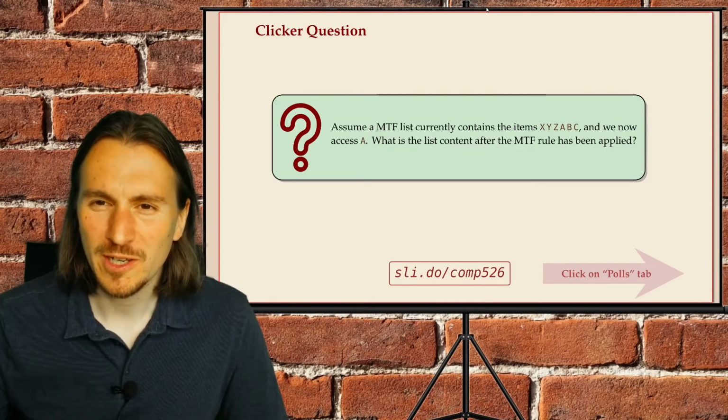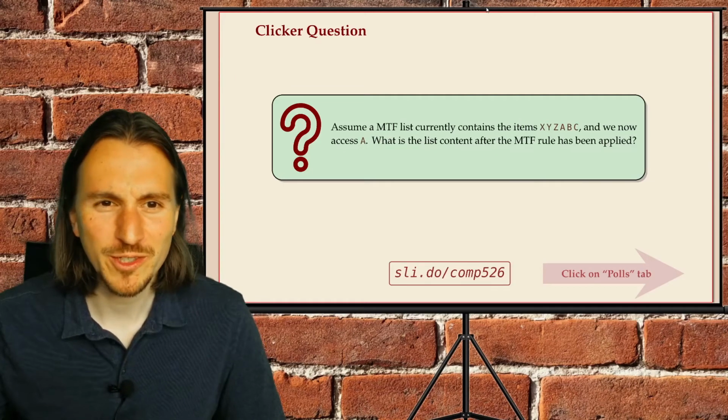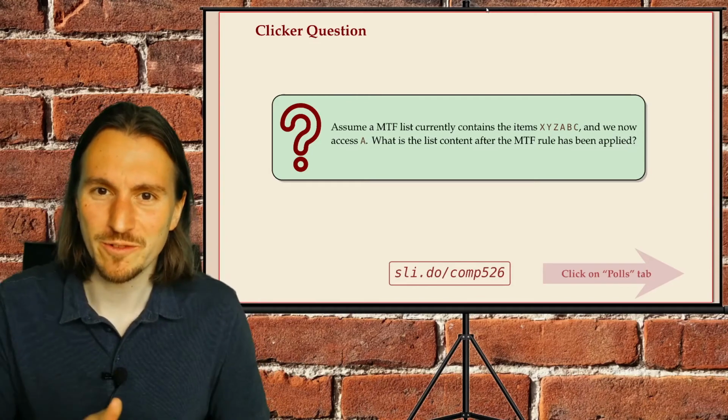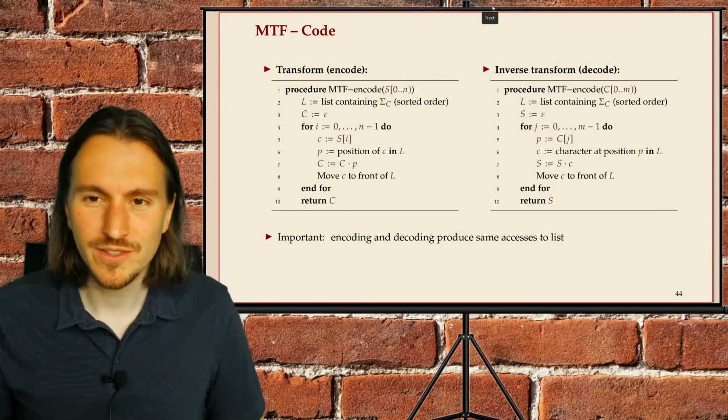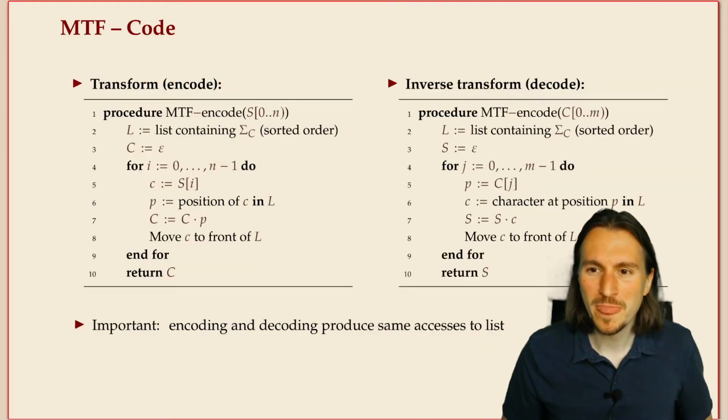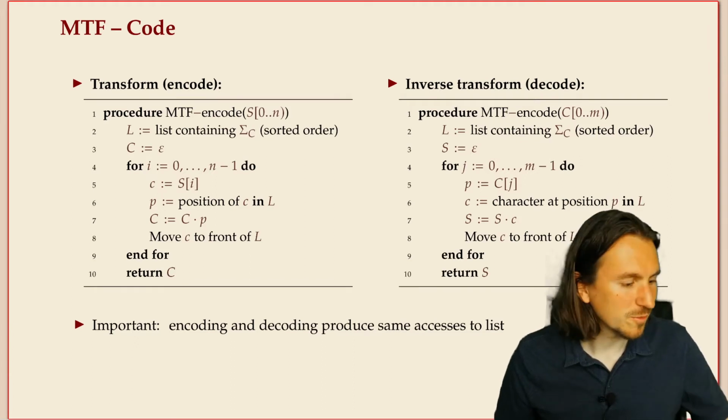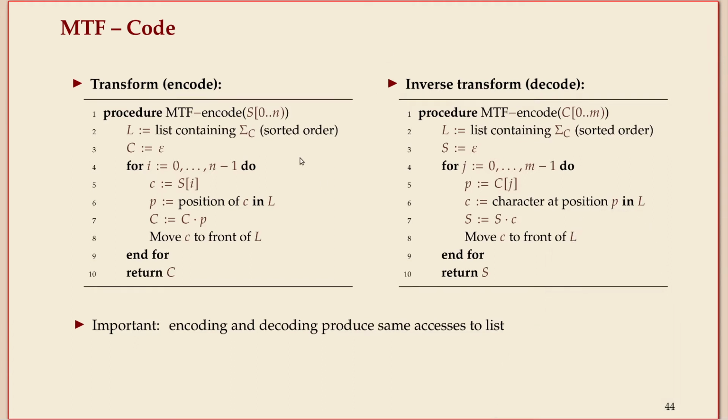Now, first question is, why should that be any good? Second question is, can we invert it? Can we get the original text back? The answer is yes in both cases. Let's first look at the second question. I want to show the two pseudocodes just next to each other because they do the very same thing. And it's nice to see how they work in sync, because that makes it explicit how you can invert the move to front transform.